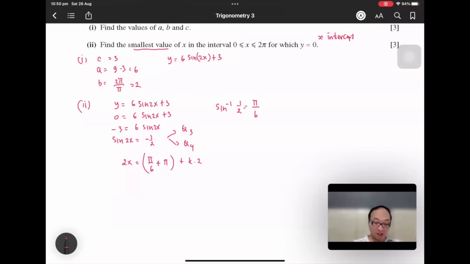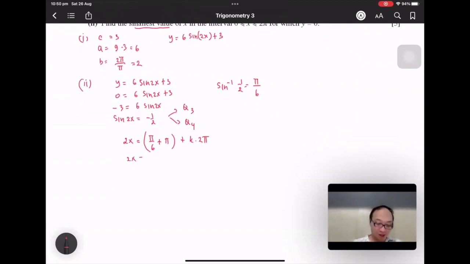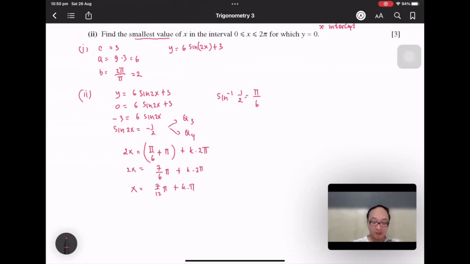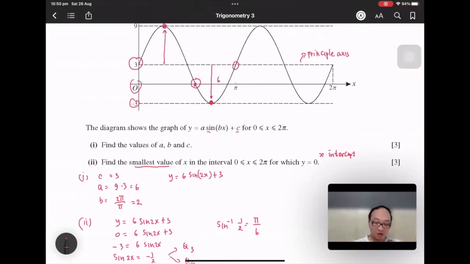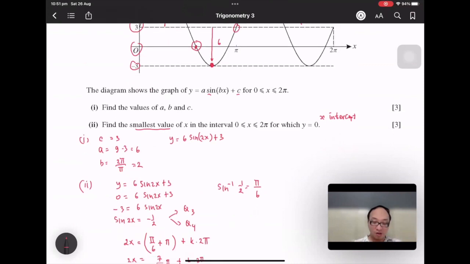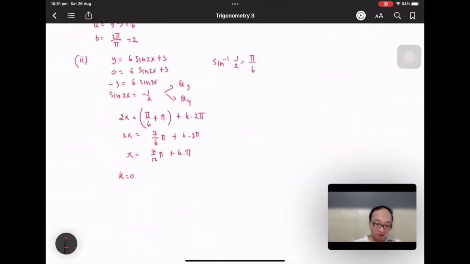Plus k times the period. The period of sine is 2 pi. So we have 2x equals 7 over 6 pi plus k times 2 pi. So x is 7 over 12 pi plus k times pi. And we know that the smallest value after 0 is when k equals 0. So x equals 7 over 12 pi.